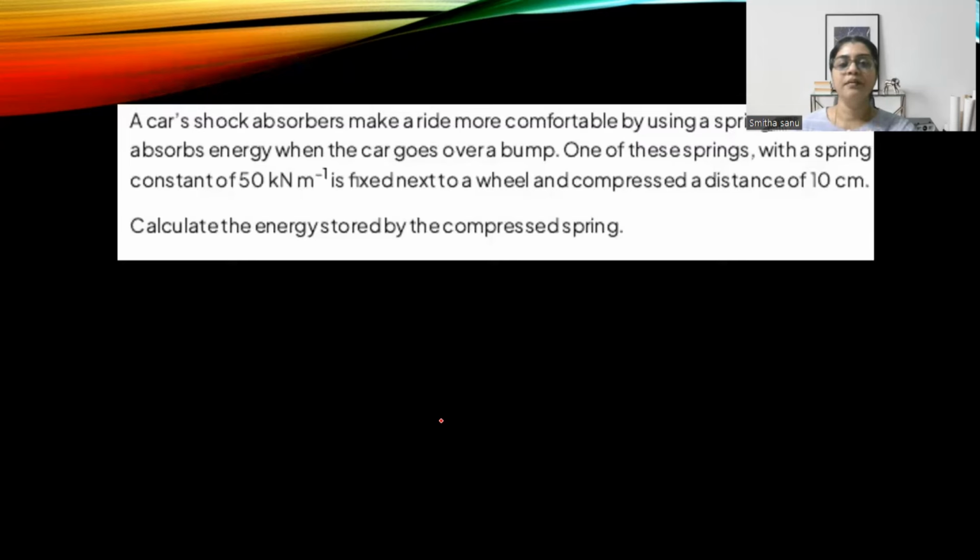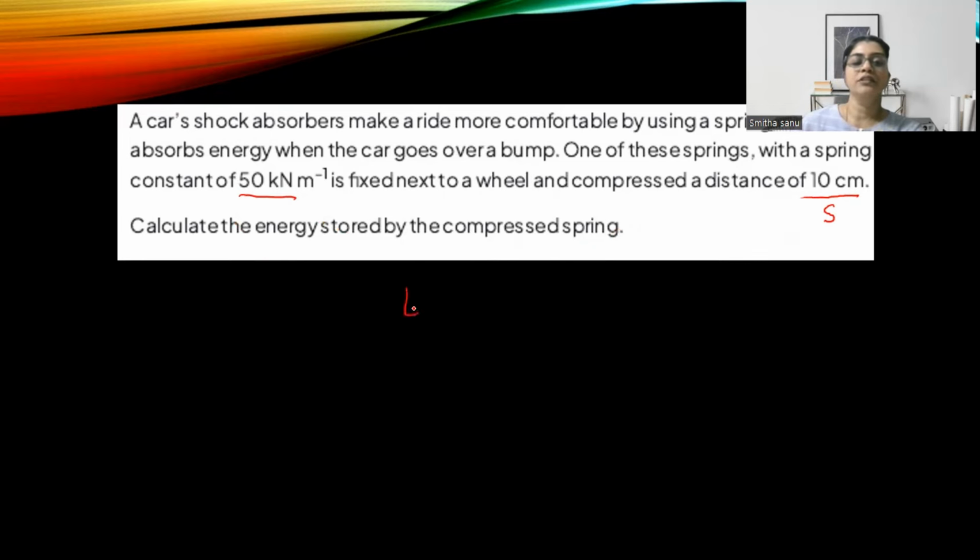Look at an example here. There is a car which has a shock absorber. One of the springs with the shock absorber has a spring constant K given to you. And the compressed distance is 10 centimeter. So your extension or reverse extension is 10 centimeter. Calculate the energy stored. So take care of the units.